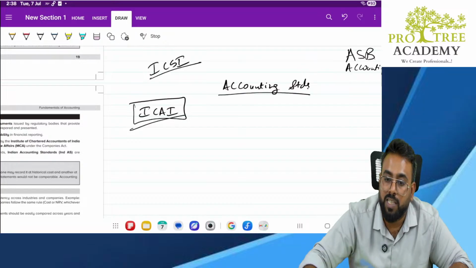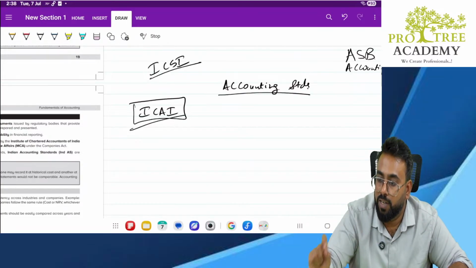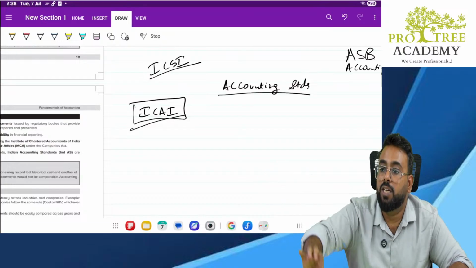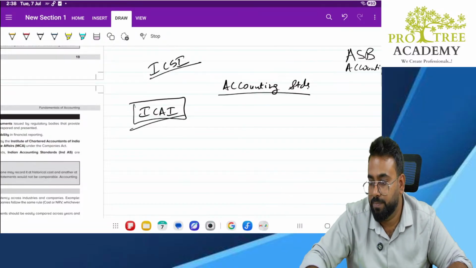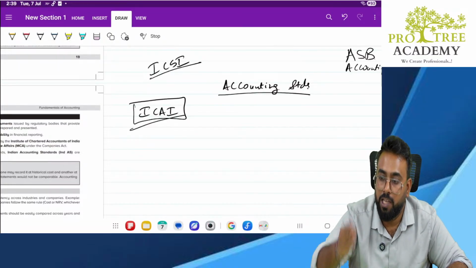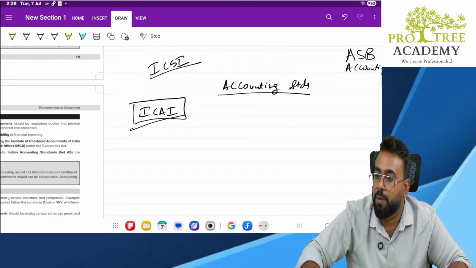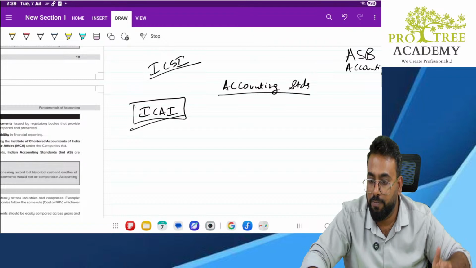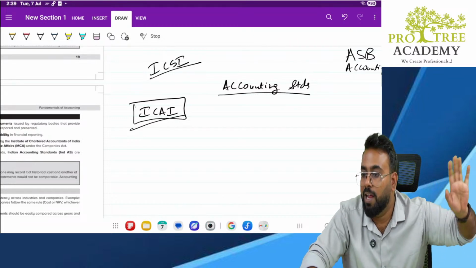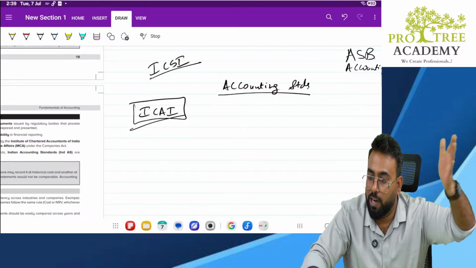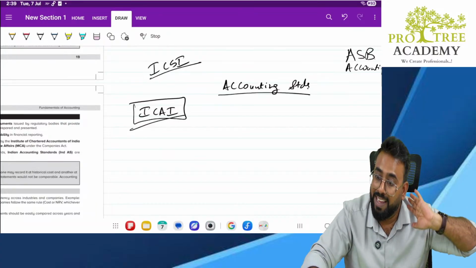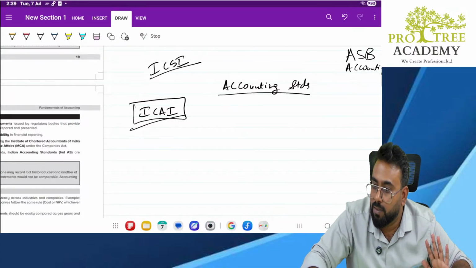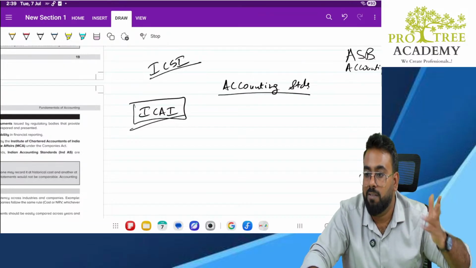Once they approve this standard, the Institute of Chartered Accountants of India will recommend it to the Ministry of Corporate Affairs. That is specially your department, the company secretary's department. So we recommend it. Earlier, before NFRA existed, the institute would have directly released the accounting standard in the market. But now the rules have changed.